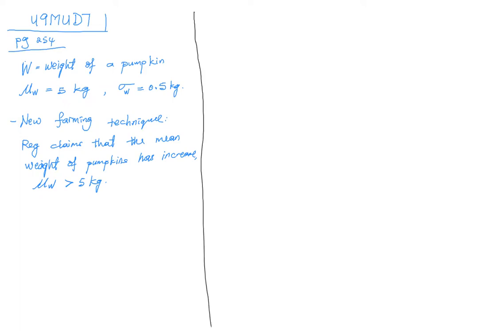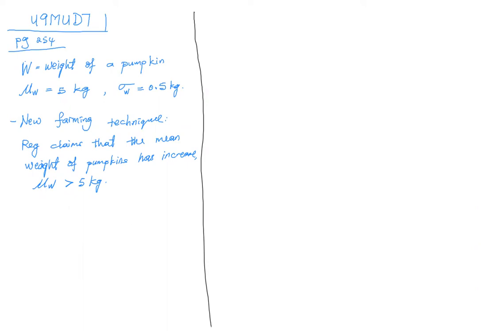Okay, we have this situation. A farmer previously planted pumpkins and produced them, and from past experience you know that the mean weight of the pumpkin is 5 kg and the standard deviation is 0.5 kilogram. We don't know whether the distribution of the pumpkin weight is normally distributed or not, because the question didn't say so. Now there is a new farming technique, and this farmer claims that with this new farming technique, the mean weight of the pumpkin has increased.